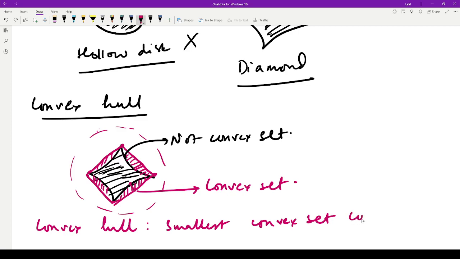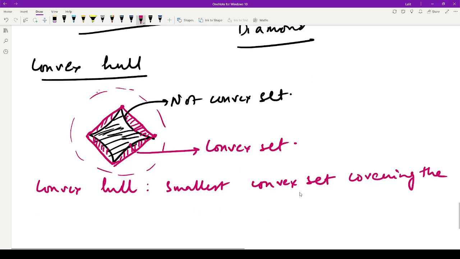covering the given set. I hope this specific example is clear: if we add the specific regions out there to the non-convex set, it becomes a convex set, and we are trying to get the smallest. The smallest will give you the convex hull.